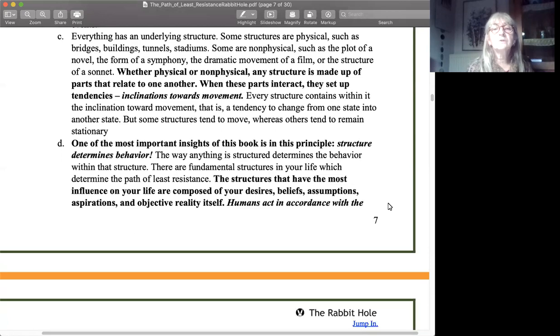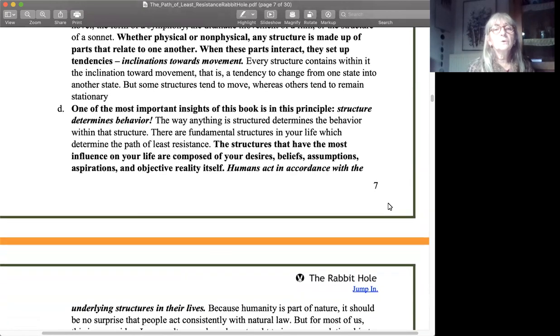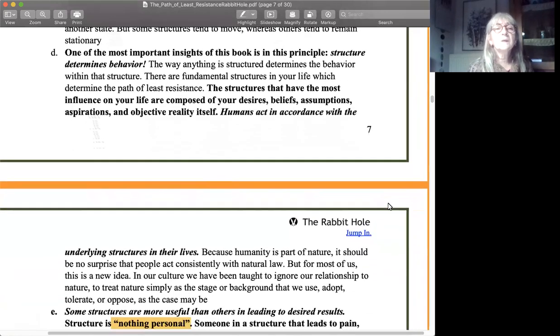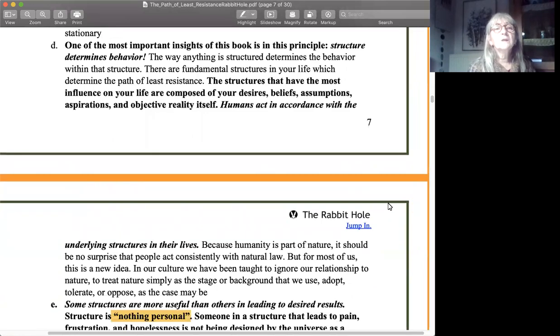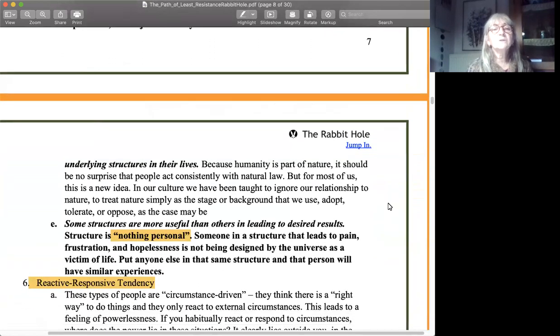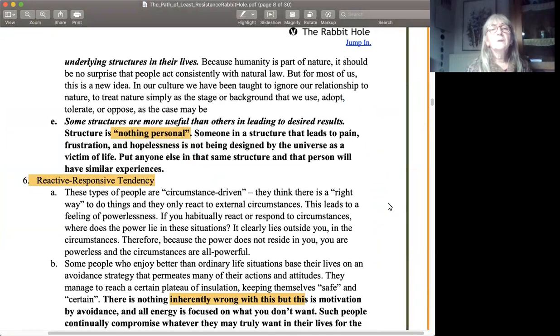The structures that have the most influence on your life are composed of your desires, beliefs, assumptions, aspirations, and objective reality itself. Humans act in accordance with the underlying structure in their lives. Because humanity is part of nature, it should be no surprise that people act consistently with natural law. But for most of us, this is a new idea.